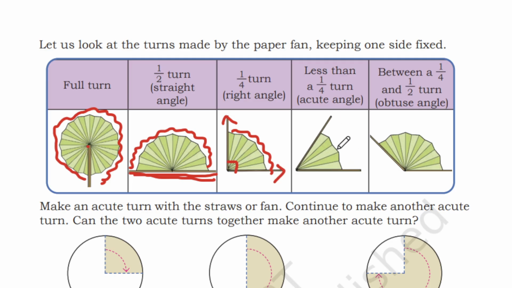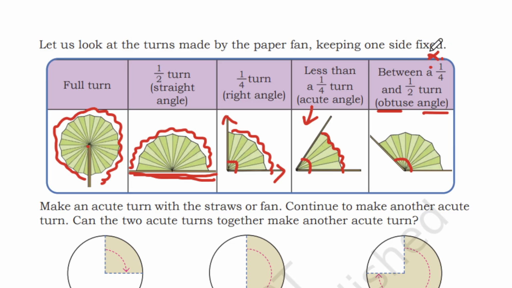And this is less than a half turn. Less than a right angle is called an acute angle. We already know about it, so it's an acute angle. And more than a right angle is an obtuse angle. This is between 1 by 4 and 1 by 2 turn. This is less than 1 by 4 turn.